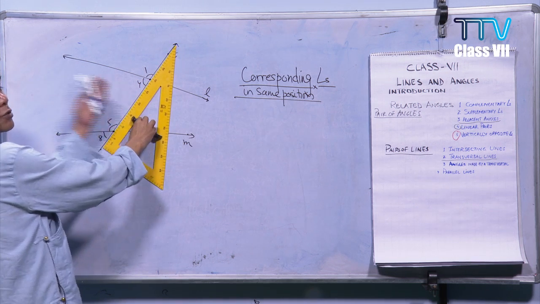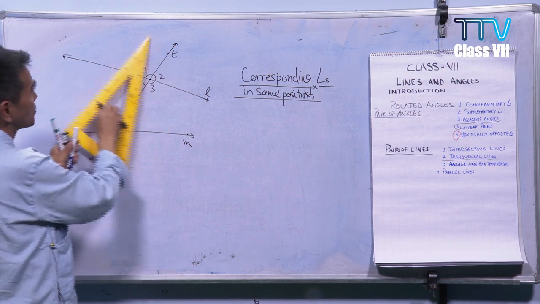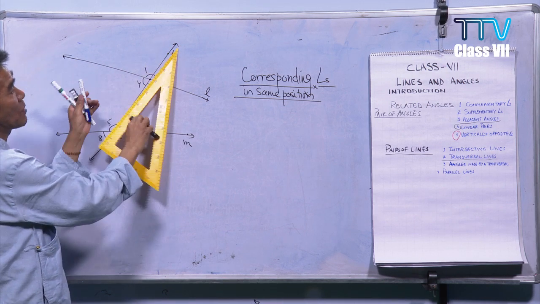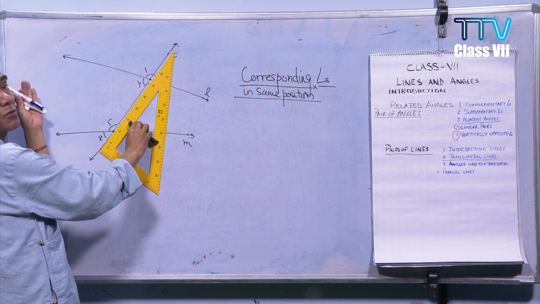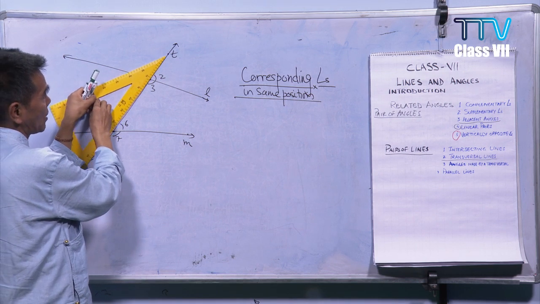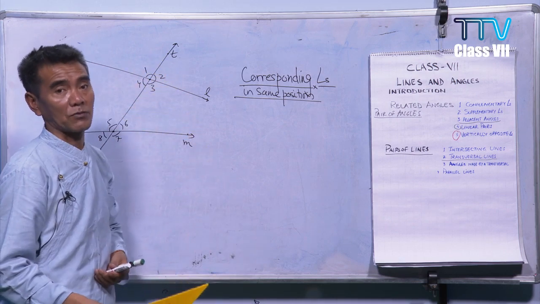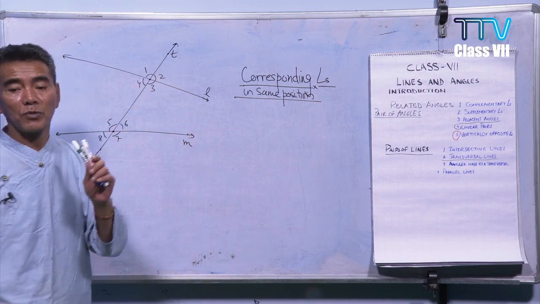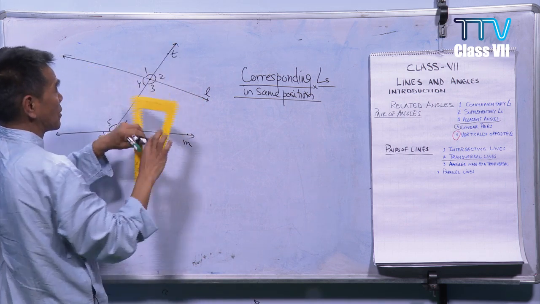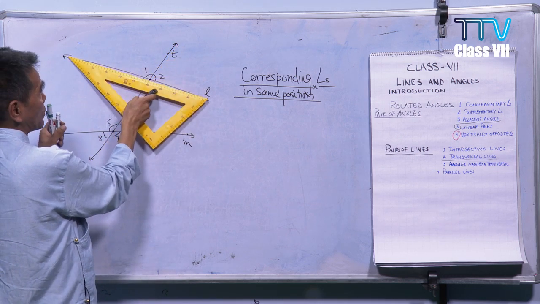On the transversal we have angles 1, 4, 5, and 8 on the left side, and angles 2, 3, 6, and 7 on the right side. They are on the same side of the transversal. On the left side of the transversal, we have 1, 4, 5, 8 at line L and line M.